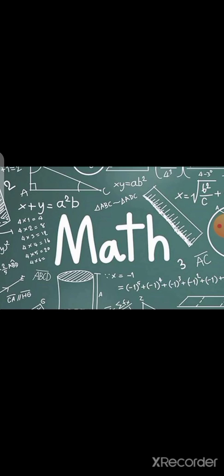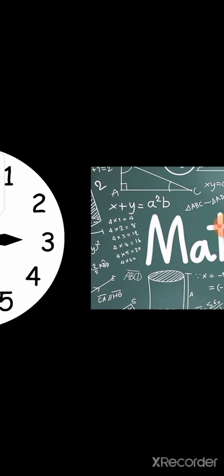Our today's topic is time. In the last video we have done o'clock. In this clock there are two hands. Our hand is exactly on 3, very good. Minute hand is exactly on 12, so time is 3 o'clock.